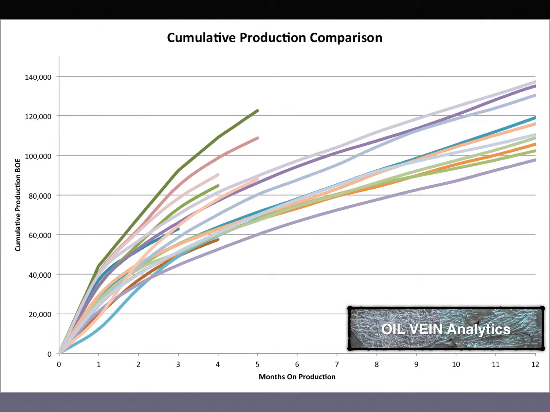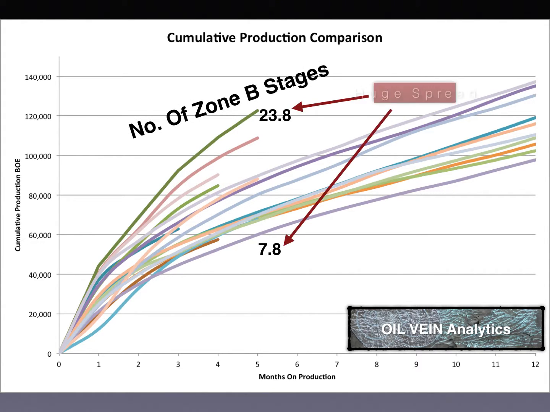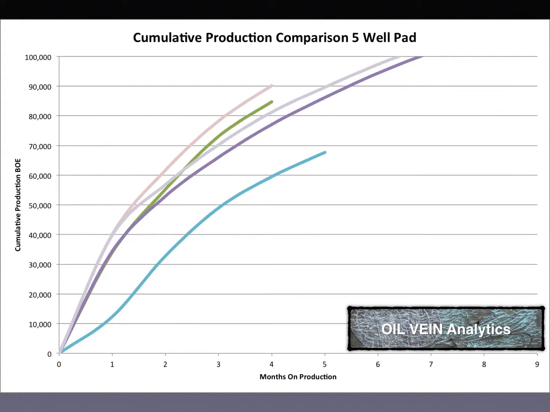So let's take again a look at it. Number of zone B stages, let's plot that on here and see what we get. We have a huge spread again, but notice the lowest well had the fewest stages and the best well had the most stages in the vein. And you can see how the others just fall right in line. I know you're asking about that 5-well pad. How about it? Yep, same thing.